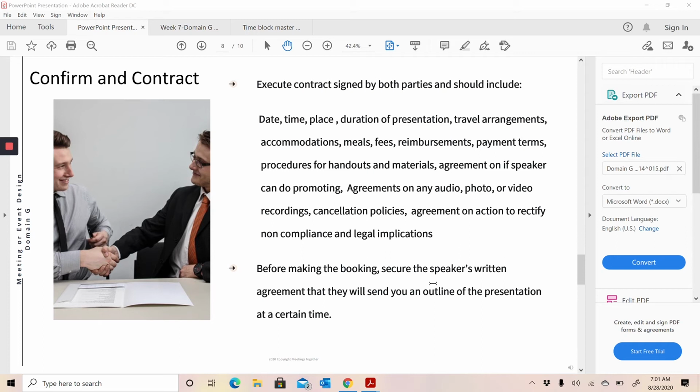And then before making the booking, secure the speaker's written agreement that they will send you an outline of the presentation at a certain time. So this way you can use it for marketing purposes, and it really kind of locks it in even more. It allows you to maybe use it for marketing and get your attendees excited, things like that.